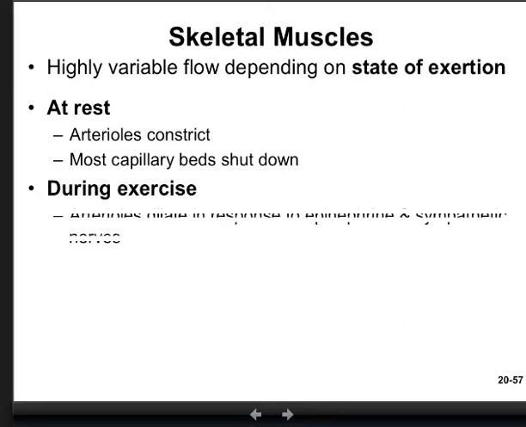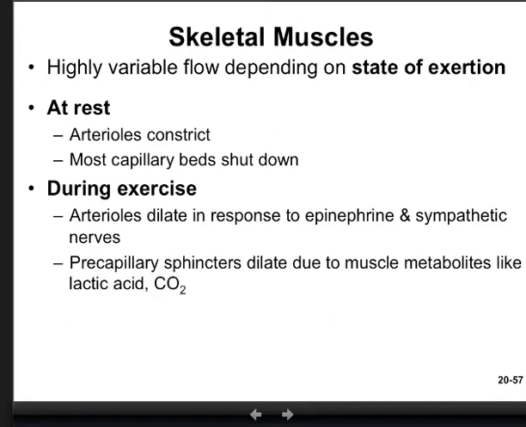But during exercise, the arterioles dilate in response to epinephrine and sympathetic nerves. Remember that the sympathetic division of the autonomic nervous system is your freak-out division, and it's not a surprise then that under the influence of the sympathetic division you would see dilation of the arterioles, because the idea is to deliver more blood to the skeletal muscle per unit time so that you can carry out your activity. You can engage in the fight or flight response. Precapillary sphincters dilate due to muscle metabolites such as lactate and carbon dioxide.